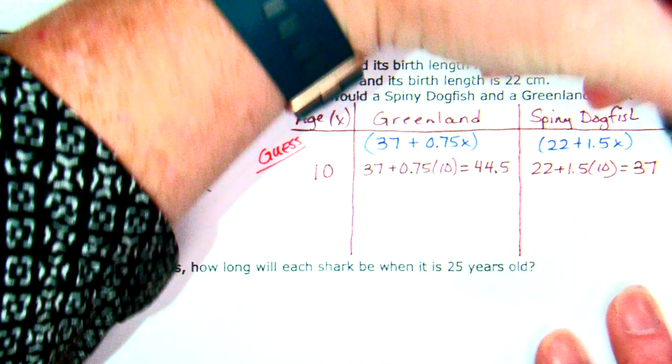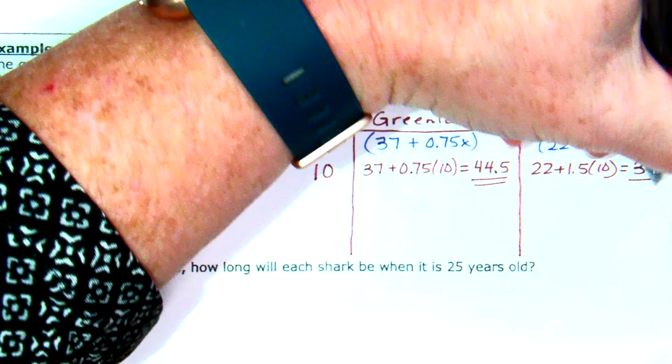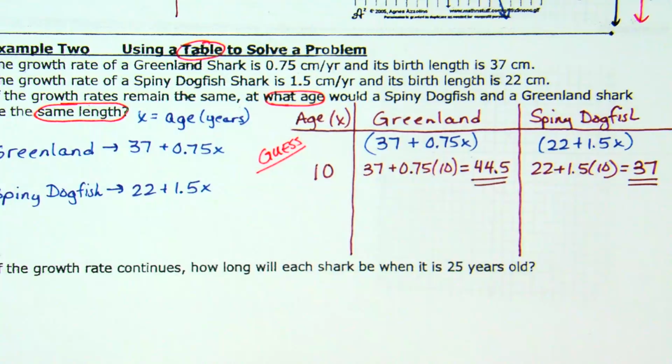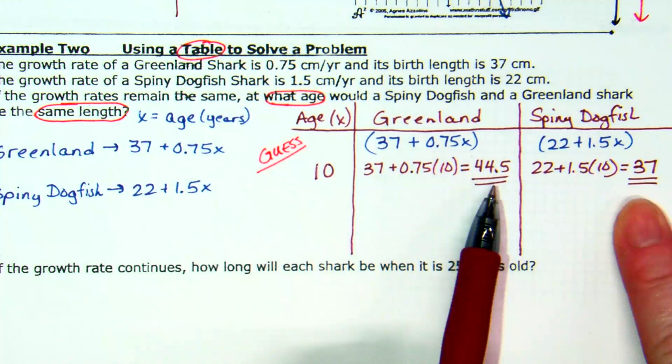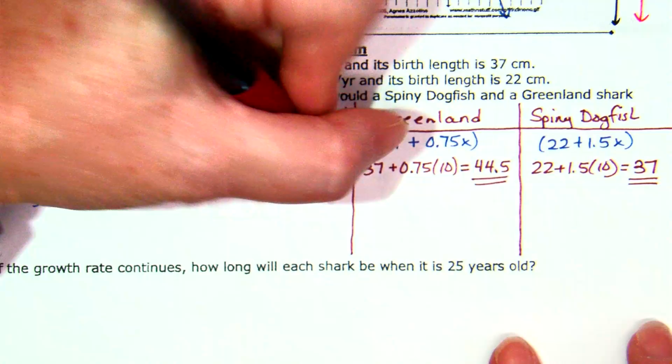Okay. Are we there? No, because right now I have 44.5 and 37. I need those numbers to be the same, because at what age are they the same length? So now, should we try 11? No, because we're still a pretty good distance away, aren't we? Okay. Jump up like 5, try 15.